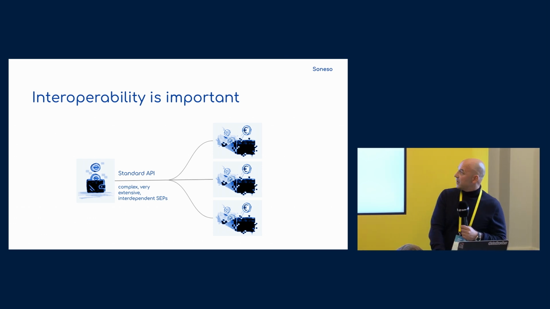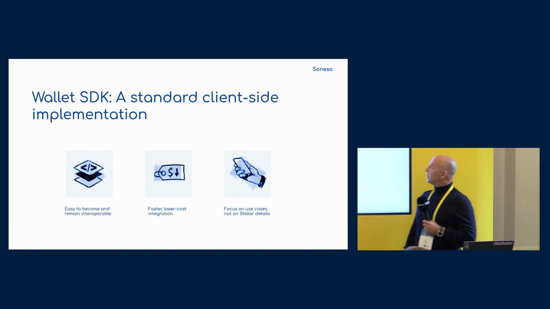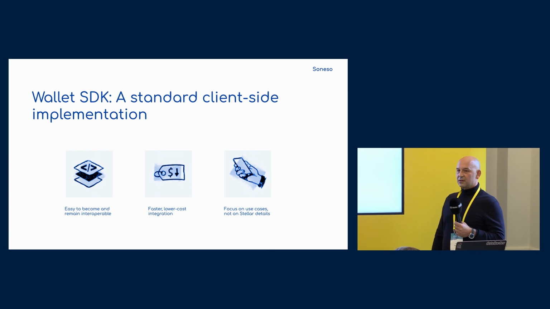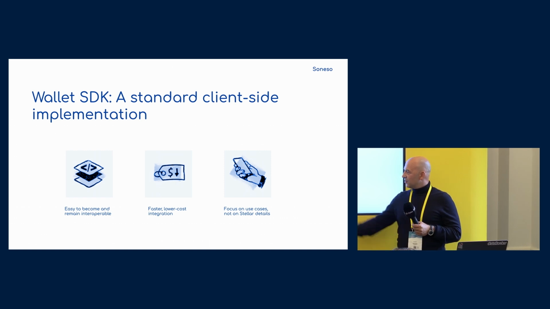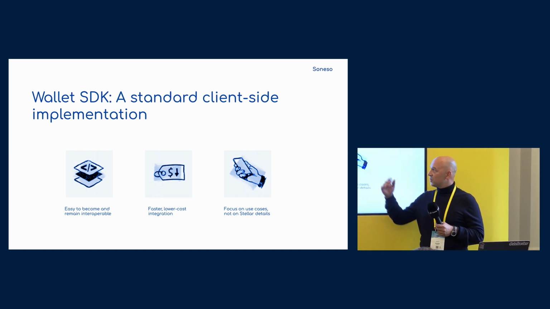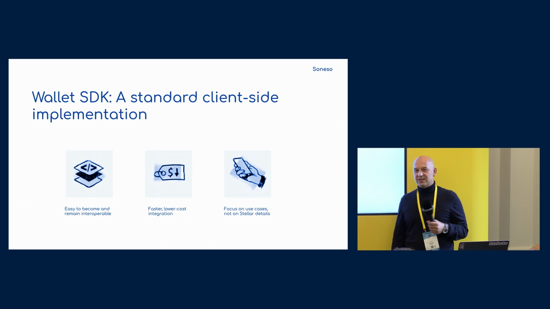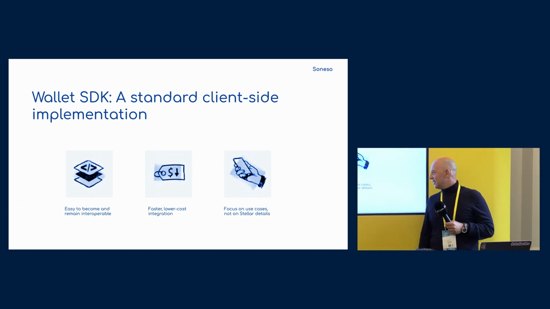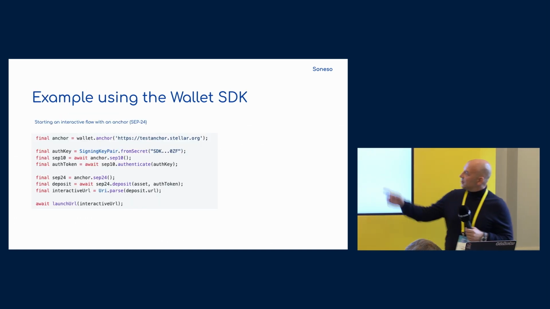So the idea was to create something which is called wallet SDKs. They offer standard client-side implementation, which makes it easier to communicate with anchors, and of course faster, because you don't have to implement everything, you can just use it. And so developers can focus on the real use cases, on their business case, and not on implementing Stellar details, reinventing the wheel over and over again. So currently, here you can see an example.